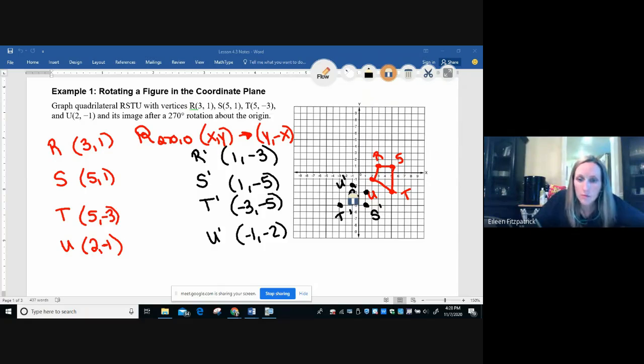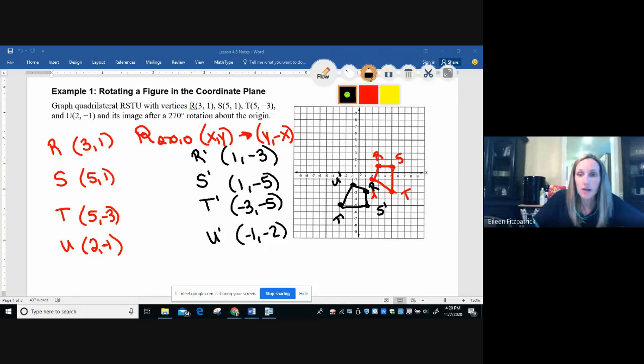Let me move where R is. Oh, darn. Okay, hold on a second. I have to start over with my labeling. So 1, -3, R here, R prime. 1, -5, S prime. -3, -5, it's T prime, and -1, -2, that is U prime. Okay, so there is the rotation under 270.